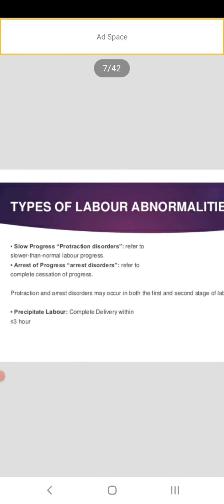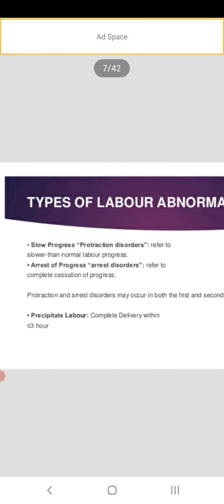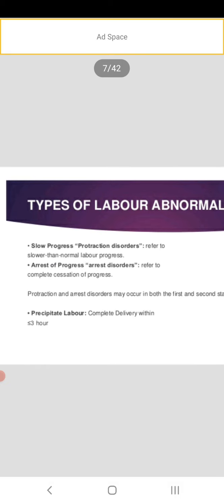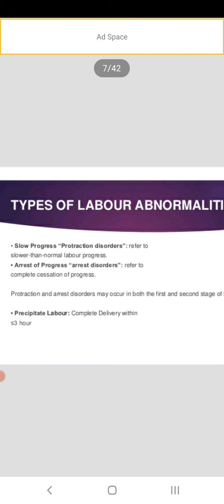Types of labor abnormalities: slow progress, protraction disorders refer to slower than normal labor progress. Arrest of progress, arrest disorders refer to complete cessation of progress. Protraction and arrest disorders may occur in both the first stage and second stage of labor. Precipitate labor is complete delivery in less than or equal to 3 hours.